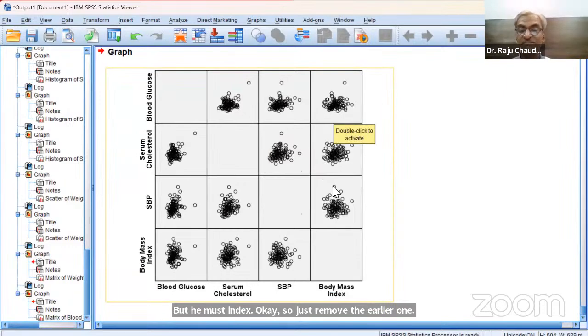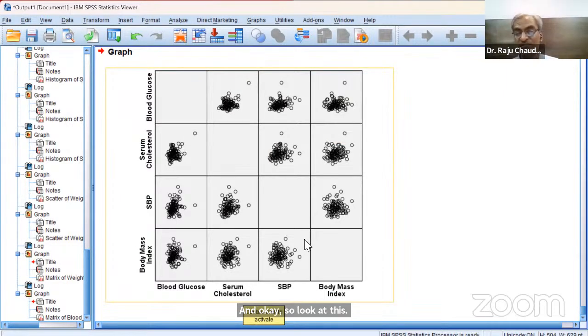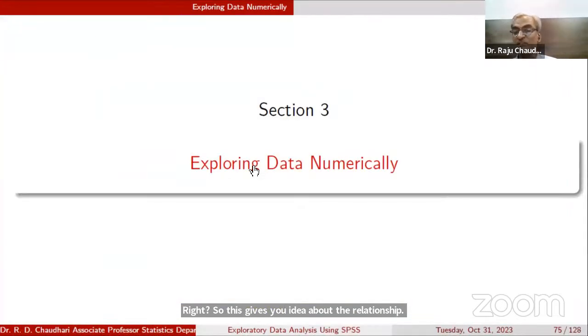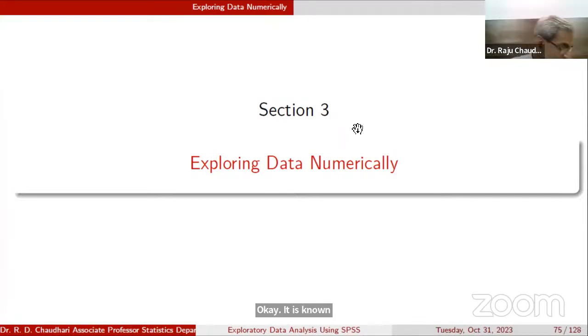So look at this, right? This gives you an idea about the relationship between different variables simultaneously. That is why it is known as a matrix scatter plot. Now the next part is numerically.